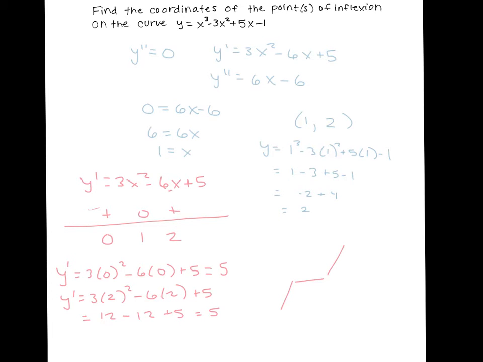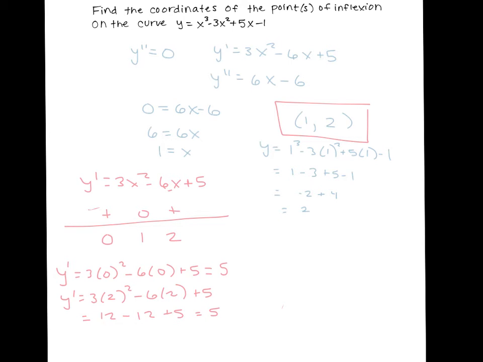Now, what's the other way that you could test this out? So let me start with this. If you did just this, you would be fine. You could be done, you could circle this, and you could say, that is my point of inflection. But let's say you didn't want to do a first derivative test, you wanted to do a second derivative test. That's totally fine. You can do that as well. We're going to do that right now.